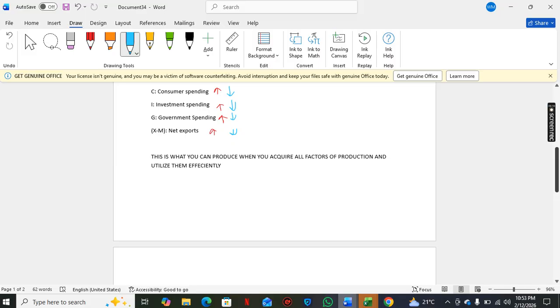Yes, just think of it like this. Let's say you are a farmer and you acquire 50 acres of land. That's the most you can acquire. You acquire 1,000 trucks. That's the most trucks you can get. And you get 10,000 laborers. That's the most laborers you can get. Then what you produce when you've got all those factors of production, that's what we mean there.